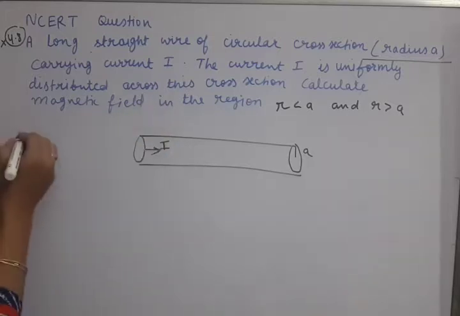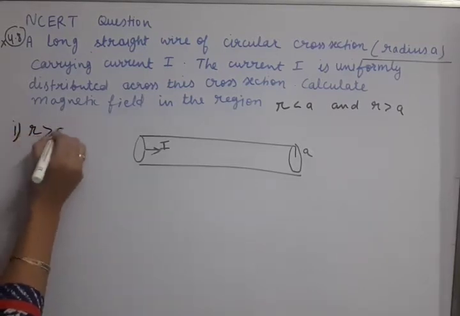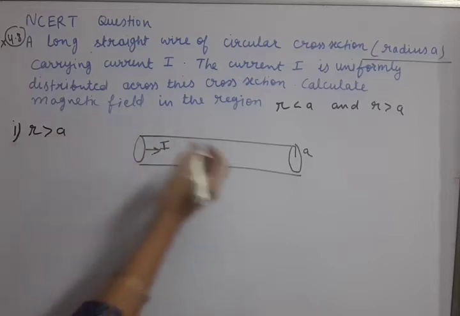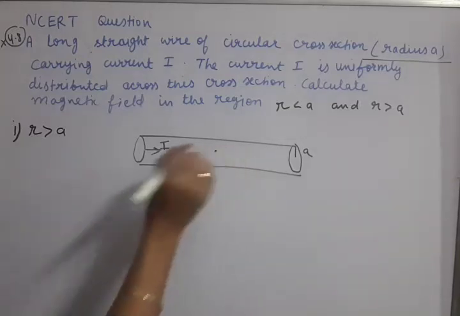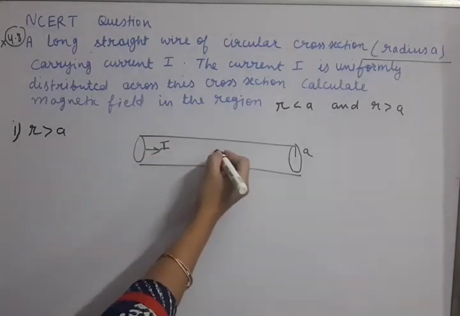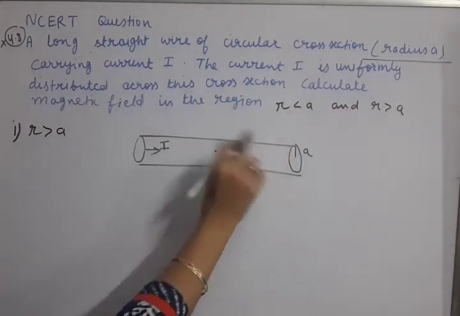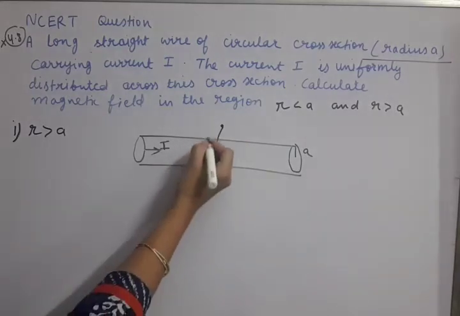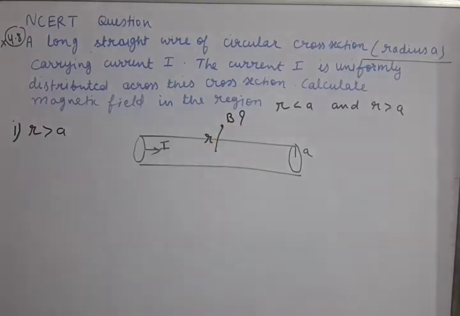First of all, we will solve for R greater than A. We have to solve for R greater than A. That means now at some distance from its center. From its center, always the distance R is taken. So suppose we have to take R greater than A. A is the radius of this wire. So that means we will be reaching outside the wire. This is R distance. Now here at this point we have to calculate the magnetic field.